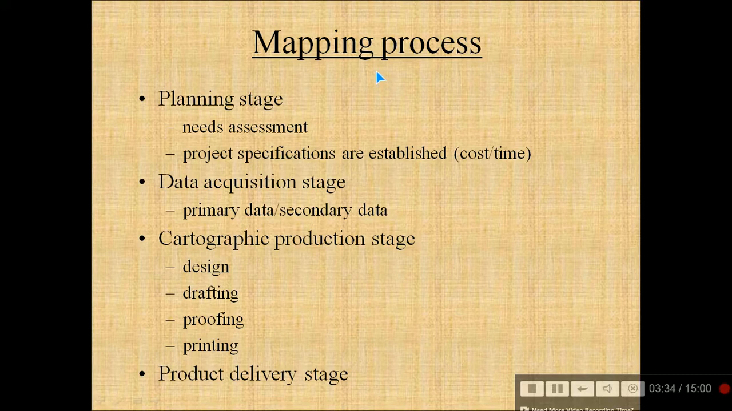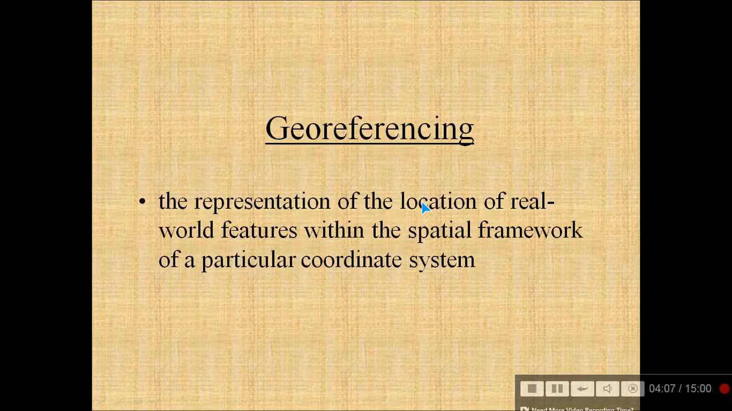What is the process adopted in mapping? Planning stage, data acquisition stage, cartographic production stage, and then product delivery stage. In the planning stage, some assessment is done, then project specifications are established, that is, what will be the cost, what will be the timing. And then the data acquisition stage: primary data or secondary data, what data is required, what will be represented. And finally cartographic production: designing, drafting, proofing and printing, and then giving it to the user.